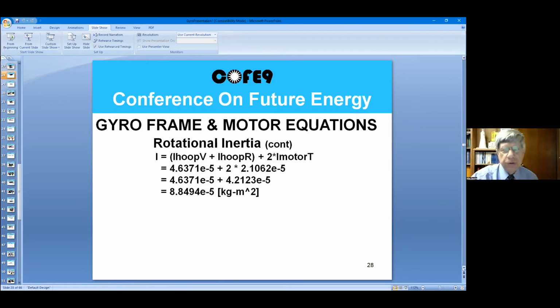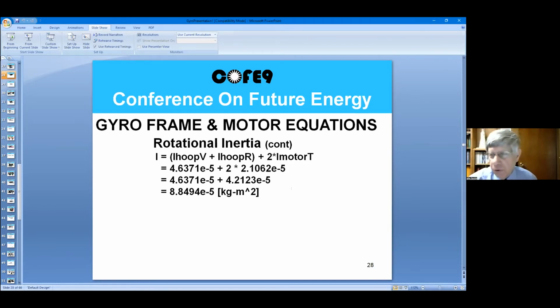You take the 2 hoop equations, and the motors have to double the translated one. So you multiply it by 2, take the two hoop ones, add them up, and you get 8.8494 e to the minus 5 kilogram meter squared. So that handles the motor inertia and the frame inertia.